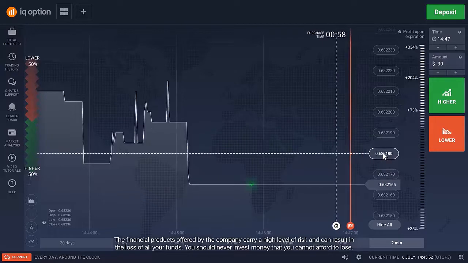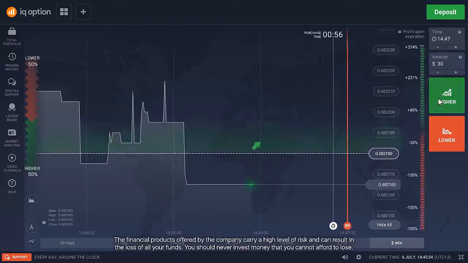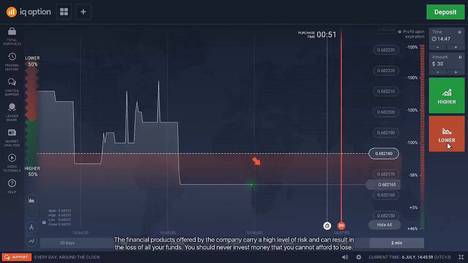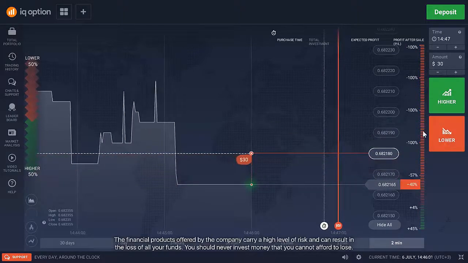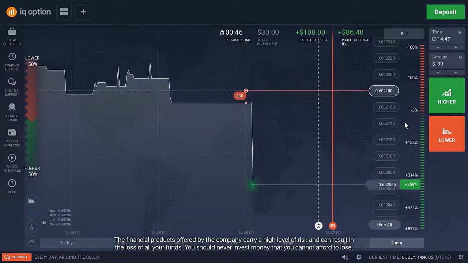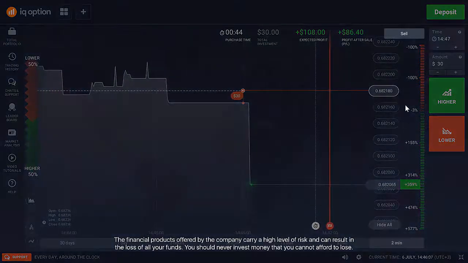Choose the price direction. Click on Higher if you think that the price will go up. Click on Lower if you believe the price will go down. You may sell an option ahead of time and fix your profit or loss before the expiration time. In order to do this, press the Sell button.